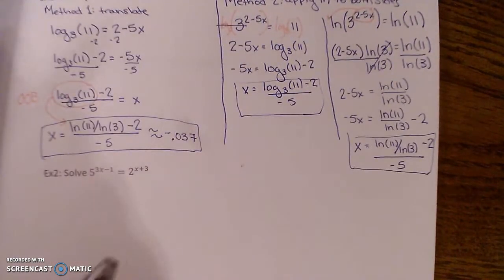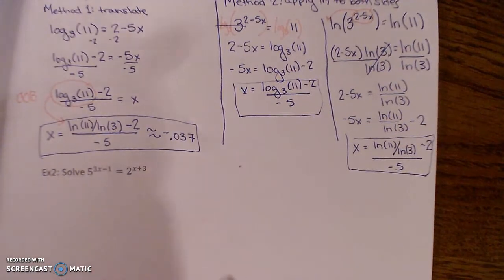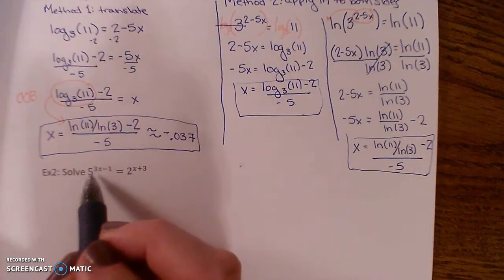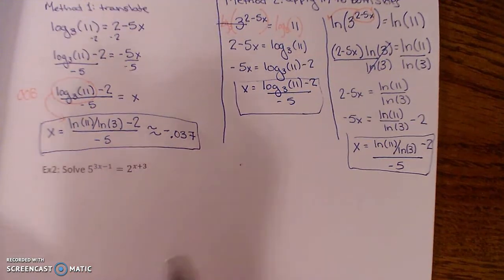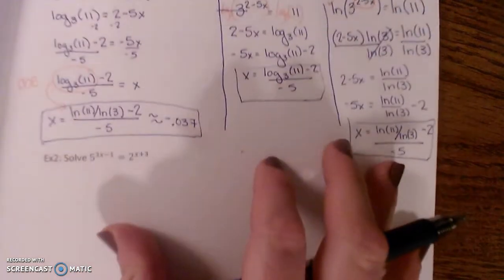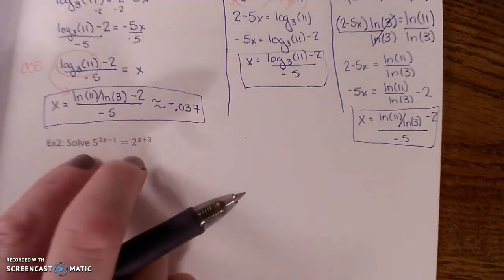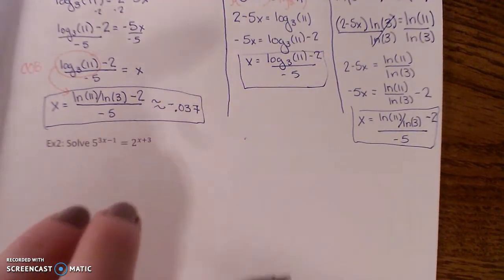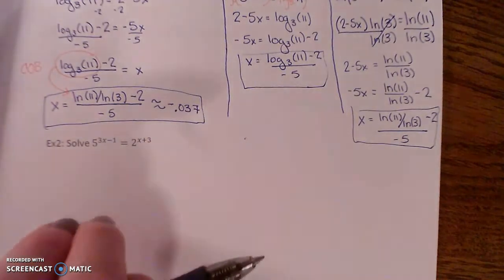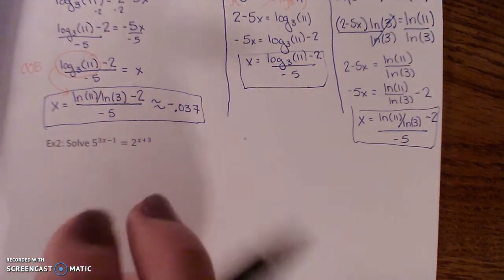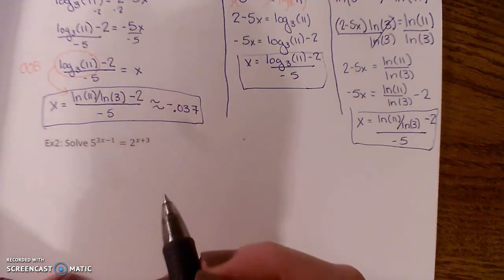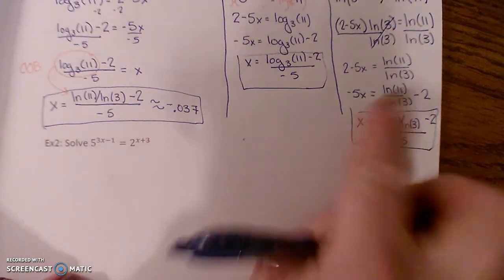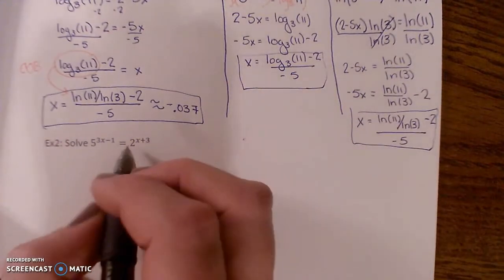In this next example, there's really only going to be one method that makes sense, okay? Let's solve 5 to the 3x minus 1 equals 2 to the x plus 3. And of course, using our elementary methods, we'd like to make it so that both the sides have the same base. But that's not possible here without using logarithms. So what I'm going to do is apply the natural log to both sides, sort of like I did in this last method here.